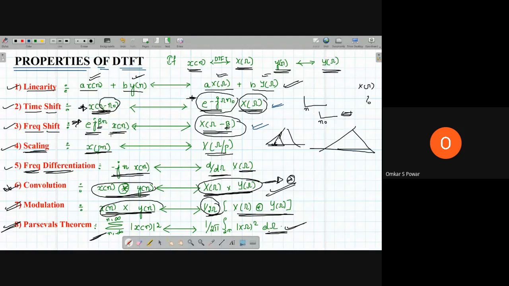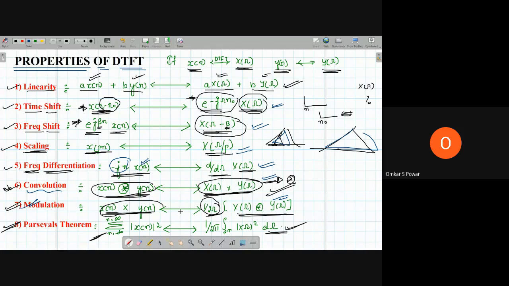Then if you scale it, here you are compressing the signal, then it will be stretching in your frequency domain. Then if you do differentiation in your frequency domain, you have to multiply by minus jn into x of n in your time domain. This is common convolution. Convolution in your time domain is multiplication in your frequency domain. Then modulation: multiplication in your time domain, convolution in your frequency domain, but multiplied by 1 by 2 pi.